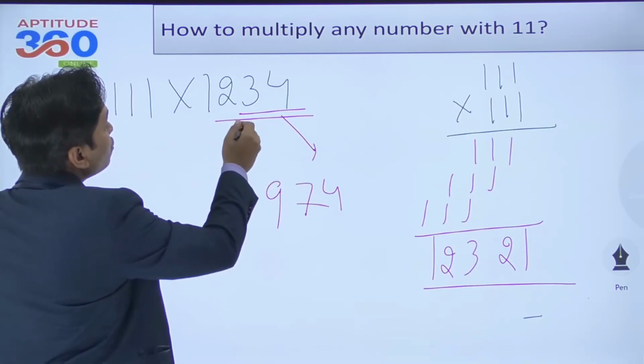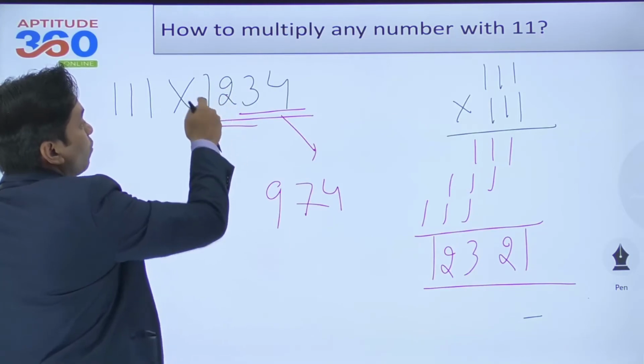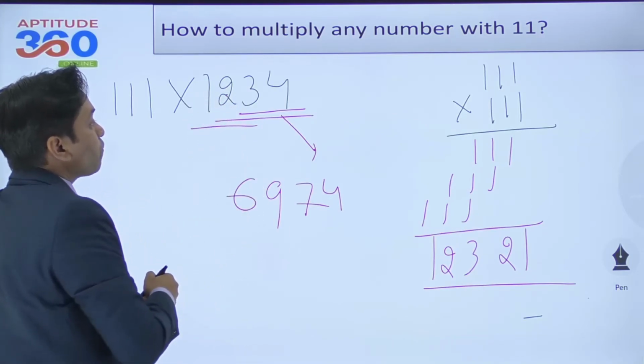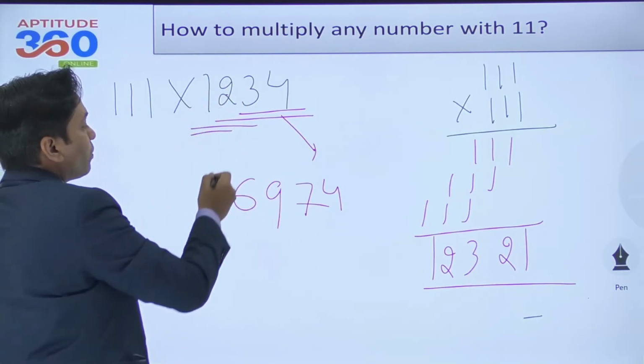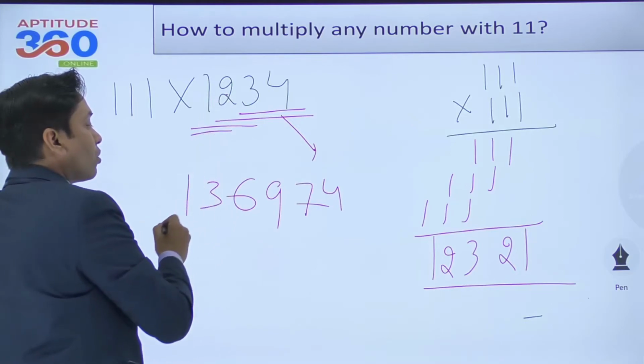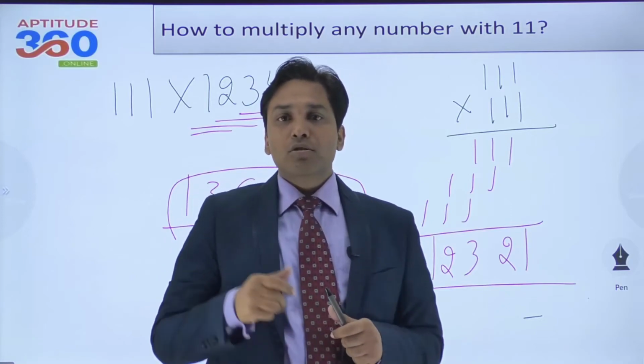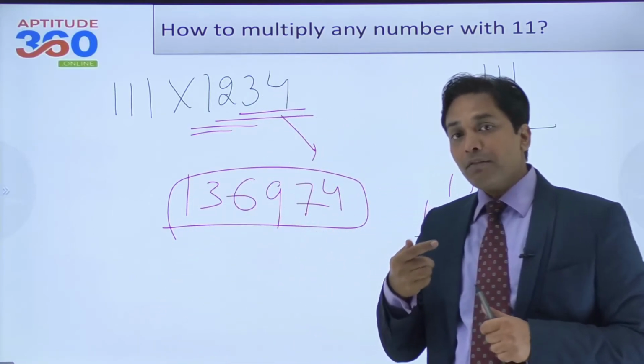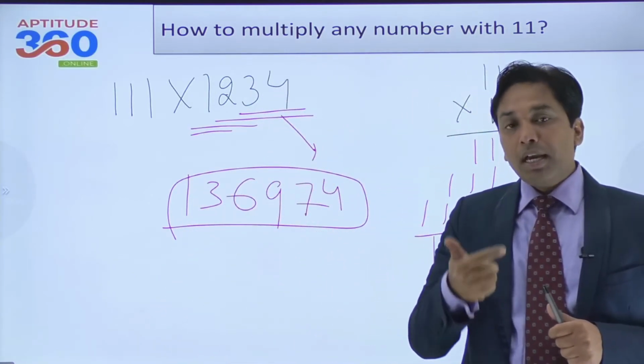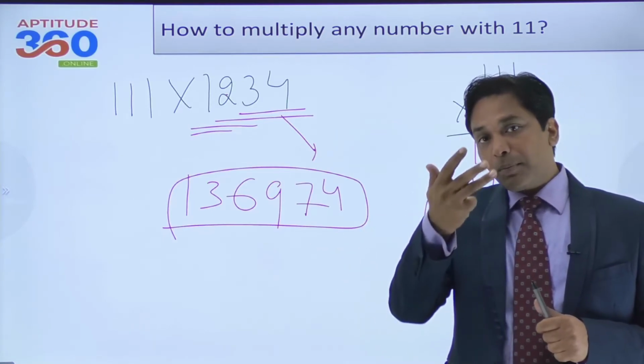So what is the next three numbers? 2, 3, 1, which is going to be 6. And then there will be two numbers, which is 2 plus 1 is 3. And then this is going to be 1. That's a pretty simple answer. So in case of 11, we were clubbing two numbers. In the case of 111, we will be clubbing three numbers.